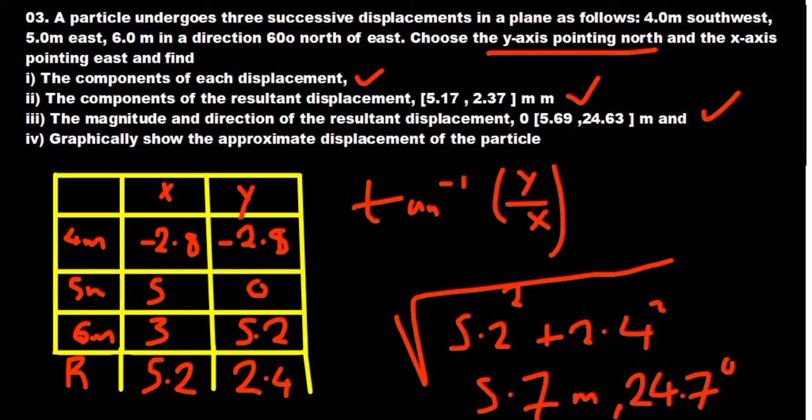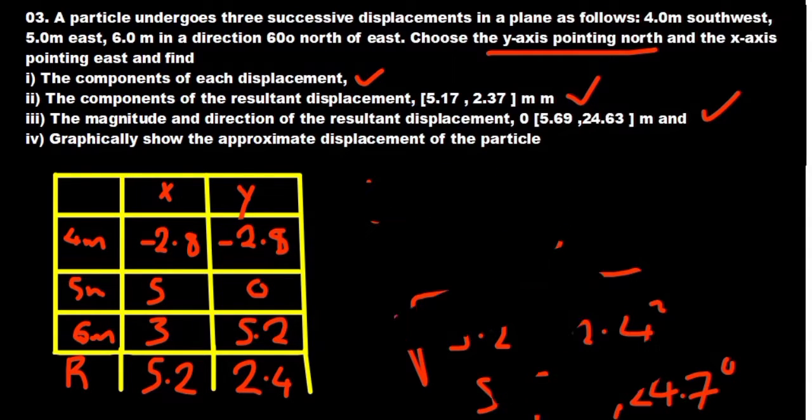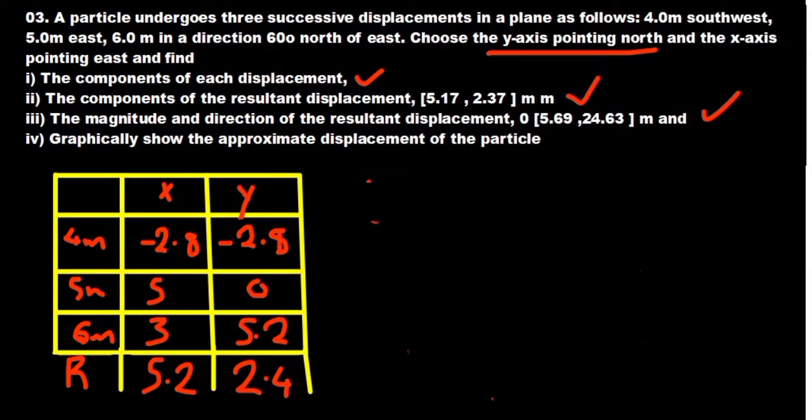The final question says graphically show the approximate displacement of a particle. So let's try to show all this. Let's give a graphical representation of the way the particle had moved. So come up with our XY plane.